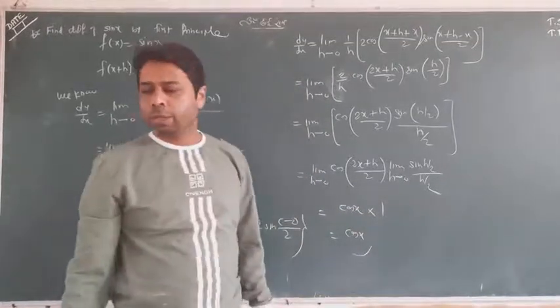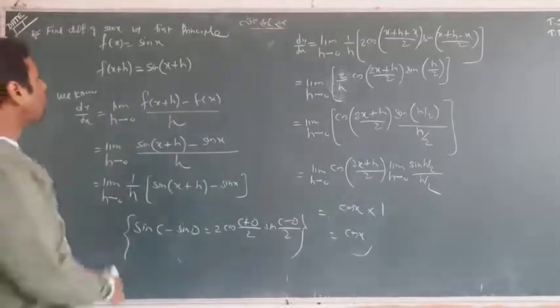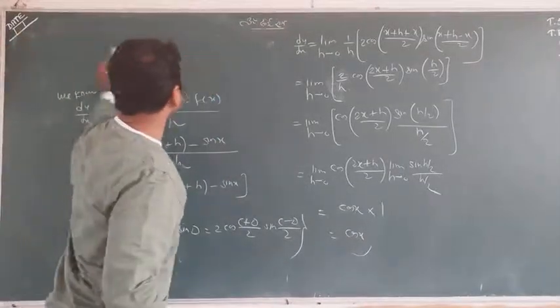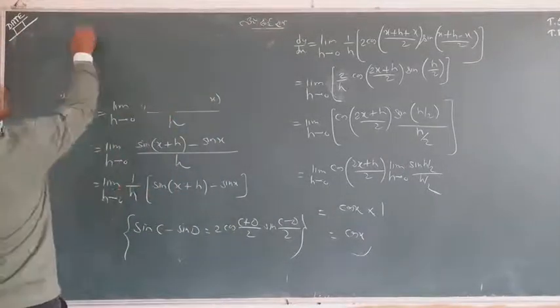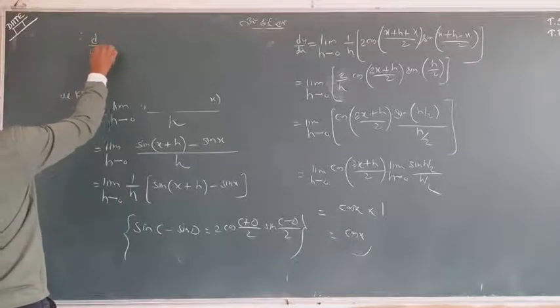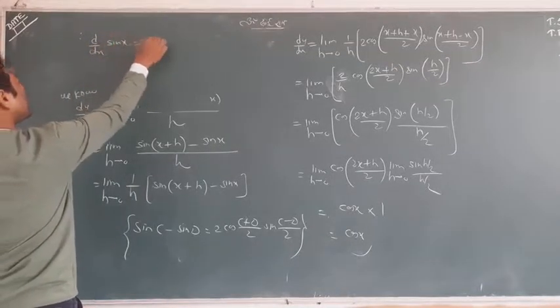It's cos x. So what have you obtained? You have obtained the differentiation of sin x. So your conclusion is d by dx of sin x, you have got cos x.